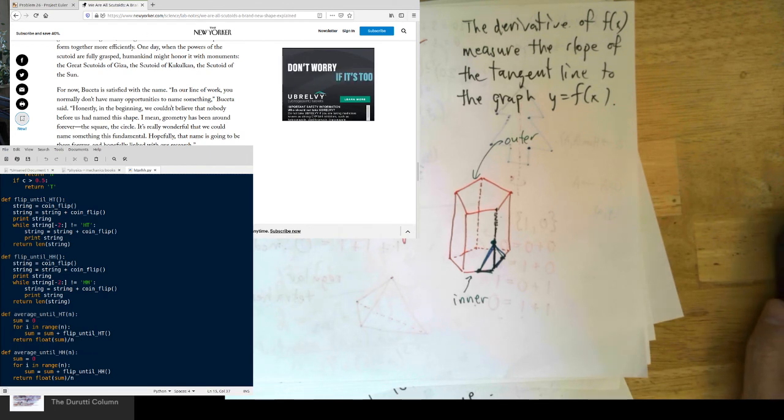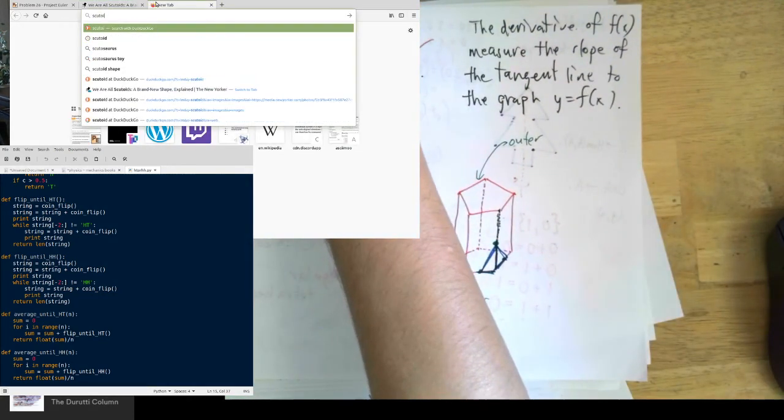Okay, cool. I'm happy for you, for sure. Scutoid packing.